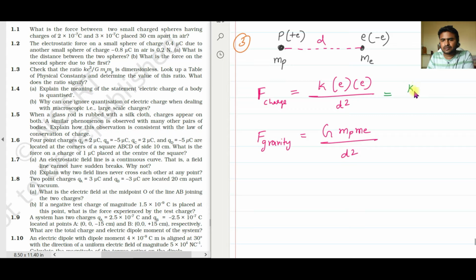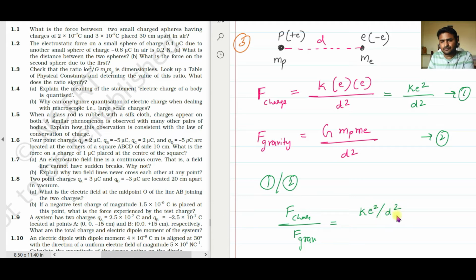And this is nothing but ke square divided by d square, and this is just as it is. Maybe I can call this equation 1 and this equation 2. So when you take the ratio, equation 1 divided by equation 2, you will get force between two charges divided by gravitational force between two particles, which will be ke square by d square whole divided by G into mass of the proton into mass of the electron divided by d square.